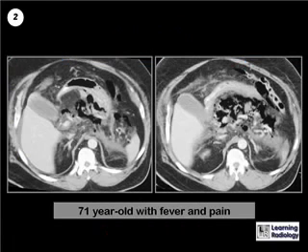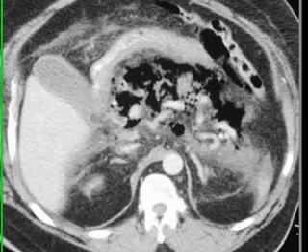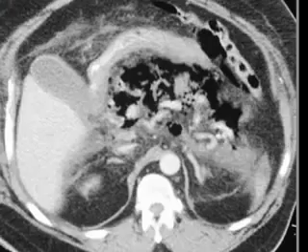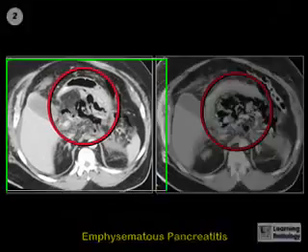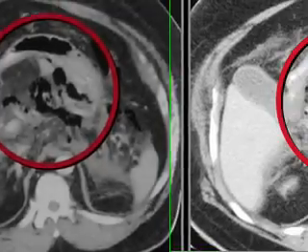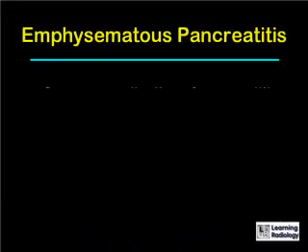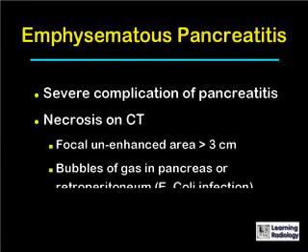This is the second case. It's a 71-year-old with fever and pain. 2 CT scans of the upper abdomen with contrast. Pause your computer or MP3 player. This is an example of emphysematous pancreatitis. You'll notice that there is gas in the bed of the pancreas and in the pancreas itself in both of these images. Emphysematous pancreatitis is a severe complication of pancreatitis.